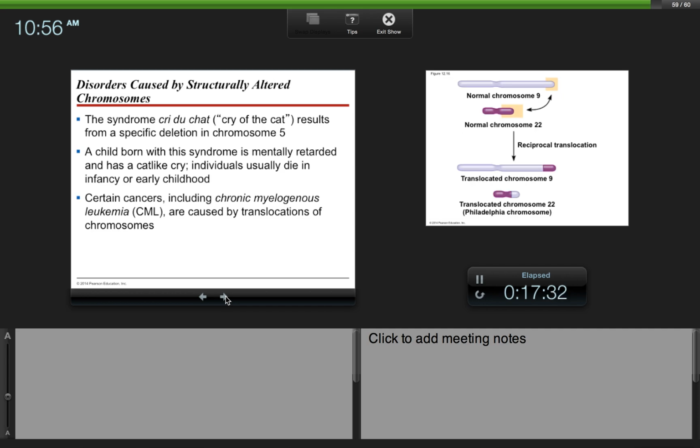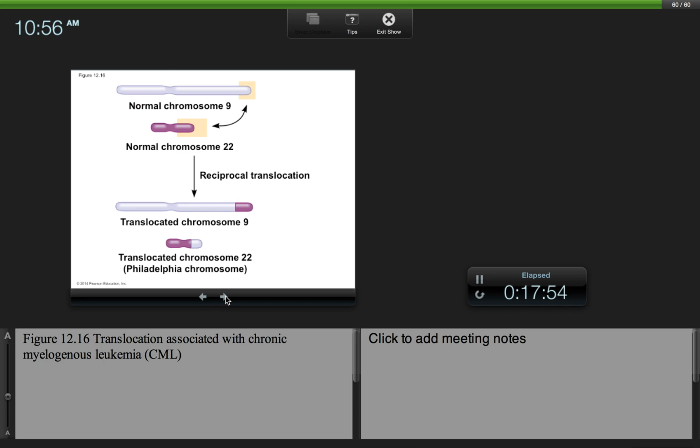Cri-du-chat syndrome, cry of the cat, results from a specific deletion in chromosome 5. A child born with this syndrome is mentally retarded and has a cat-like cry. Individuals usually die in infancy or early childhood. Certain cancers, including chronic myelogenous leukemia, are caused by translocations of chromosomes. So here we have a normal chromosome 9 and a normal chromosome 22. This is showing a translocation that's associated with leukemia.